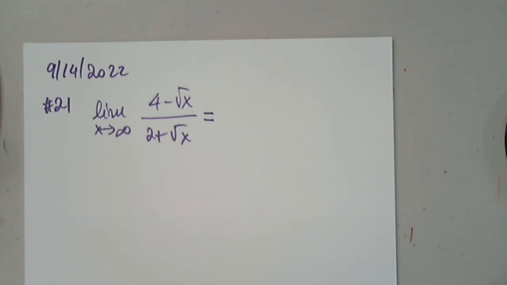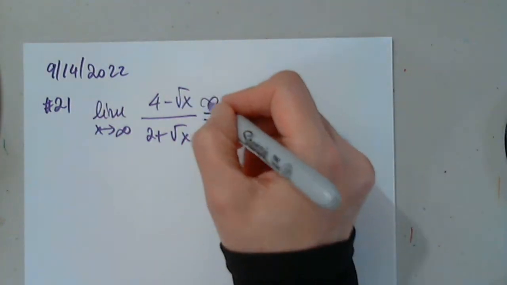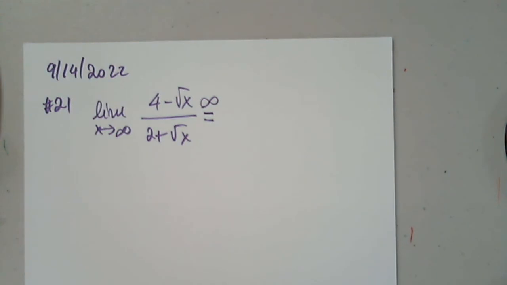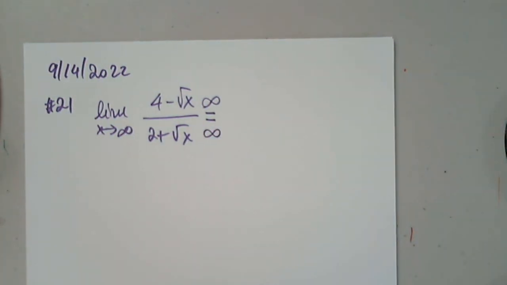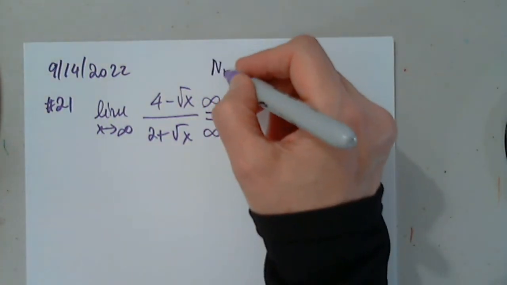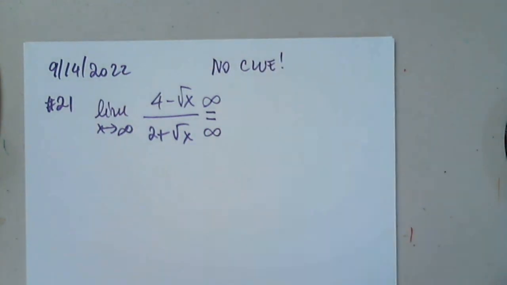Can anyone tell us where the numerator is going? Infinity? Yes, with minus in front, who cares? What about the denominator? Infinity? Yes. So we are looking at an indeterminate case, which means no clue. Anything can happen. We don't know what it's going to be.